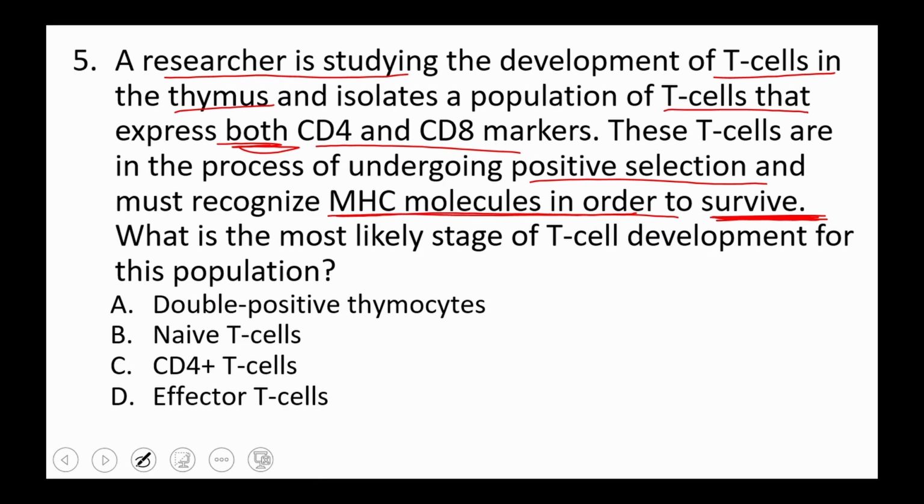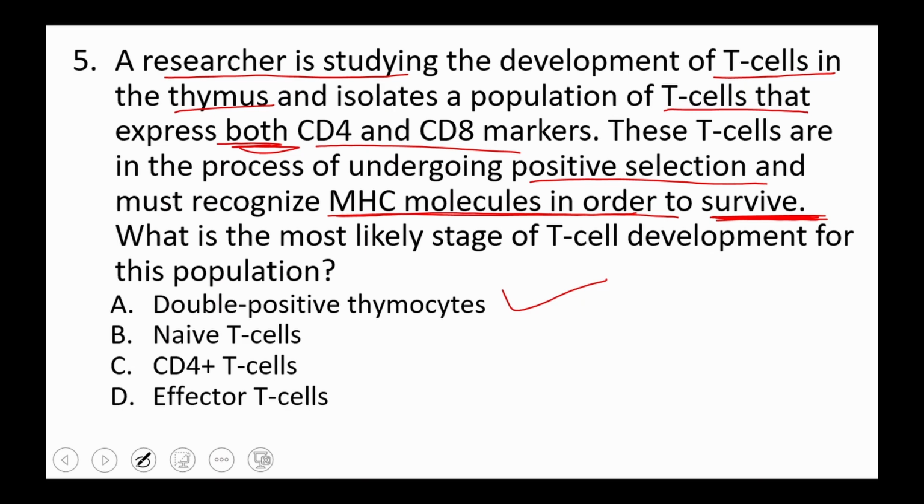What is the most likely stage of T cell development for this population? So, what is the stage of this T cell? They could be double positive thymocytes. By positive, we mean expressing the markers CD4 and CD8. If they express both CD4 and CD8, they will be double positive. If they express one of them, they will be single positive. If they do not express either of them, we will call them double negative. Technically speaking, when a thymocyte or a precursor T cell migrates from the bone marrow to the thymus, it's double negative. It doesn't have a CD4 or CD8 marker.